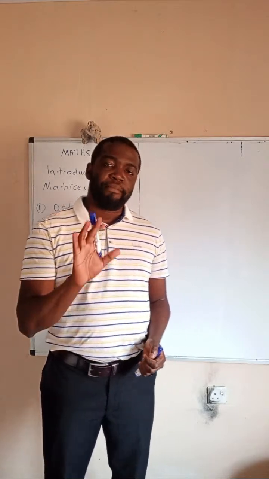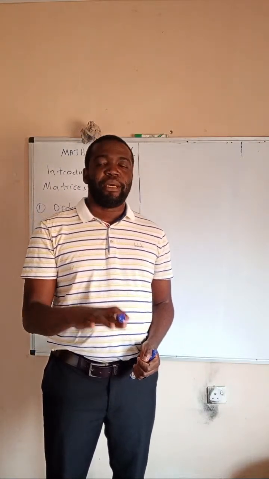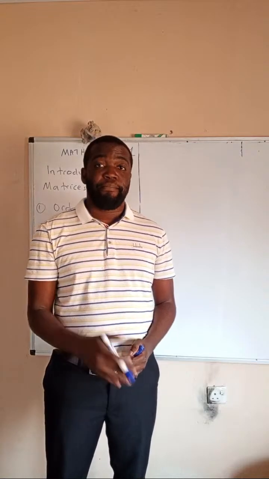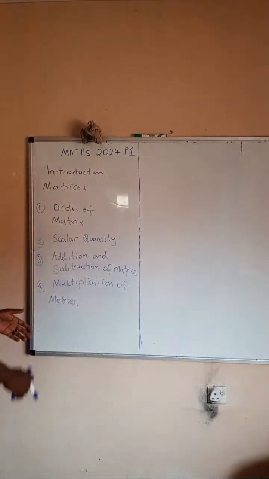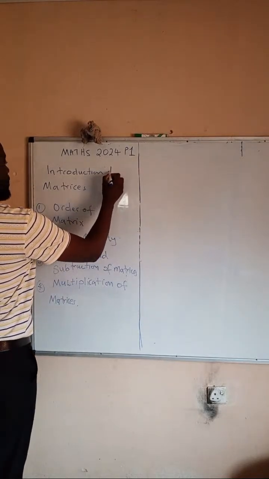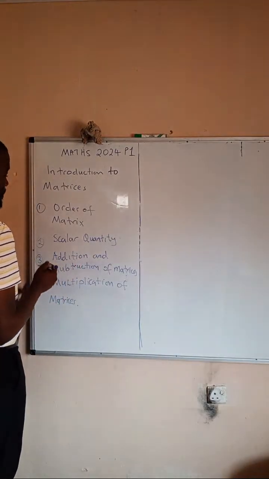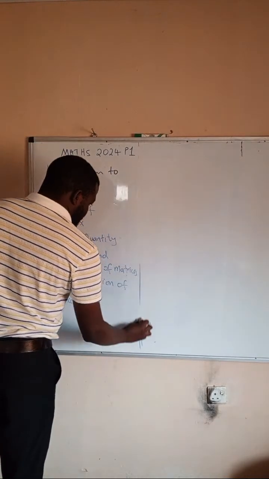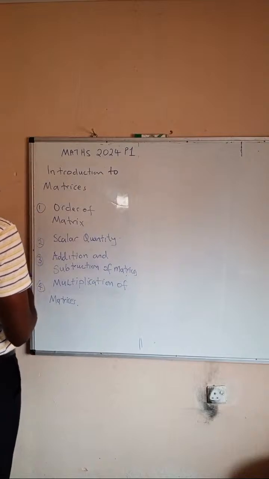Today we are looking at matrices, because matrices usually come in paper 1, sometimes they also come in paper 2, but usually in paper 1. That's where they usually come. Now let's look at matrices. We're going to be looking at an introduction to matrices. I'll be explaining the introduction to matrices to open your mind.